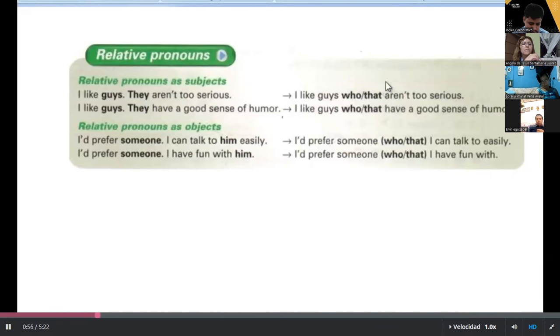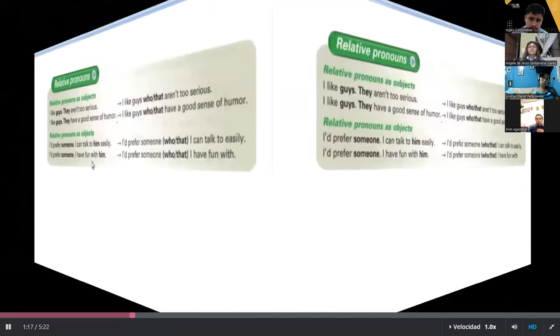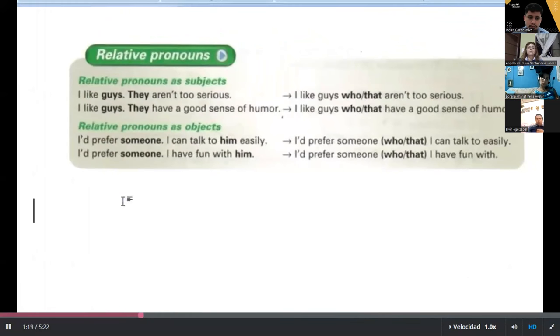And what we want to do is combine these two pieces of information, and we do this by using the relative pronouns. We're either going to use who or that to combine those two pieces of information. So at the end, the sentence is going to look like, I like guys who aren't too serious. Or you could say, I like guys that aren't too serious. I'm going to write down those examples to make sure that we're understanding the process.